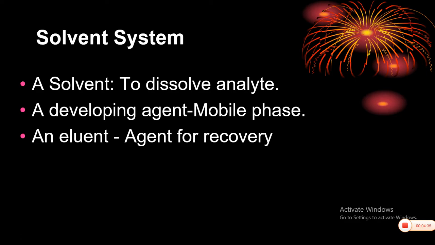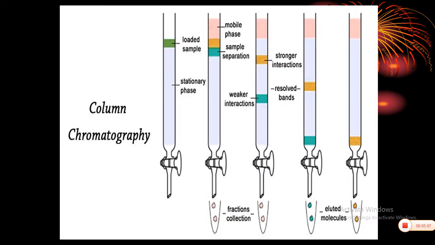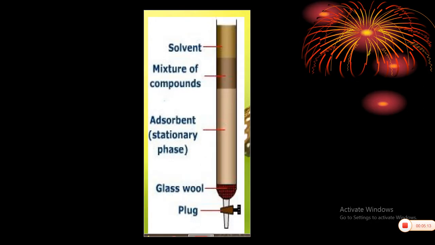The third role of solvent is as an eluent. Eluent is the solvent for recovery. So by using appropriate solvent and appropriate combination of solvents as per the requirement, these three roles are carried out: solvent to dissolve the analyte, solvent for the development, and solvent for the elution. The systems can be common or can be different based upon the nature of the mixture and different physical properties. This is again a general schematic figure which shows adsorption column chromatography.